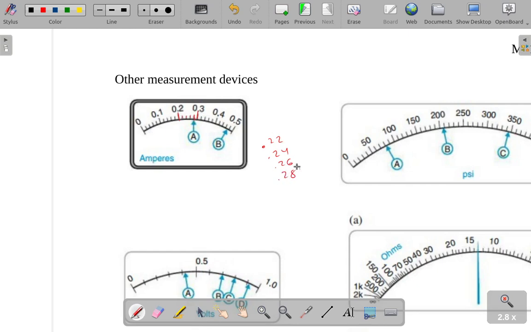The one that it is currently pointing at is 0.28, because the next one would be 0.30, and that's what that is. So reading this, measurement A would be 0.28. Measurement B, it looks like it's directly between those marks there. So 0.42, 44, 46, I'll call it 0.47, because 46 would be there, 48 would be there. I'll just call it directly between those two, so I'll call it 0.47.